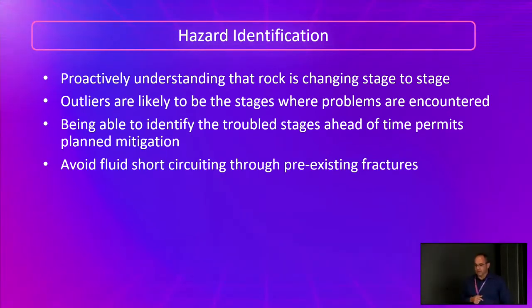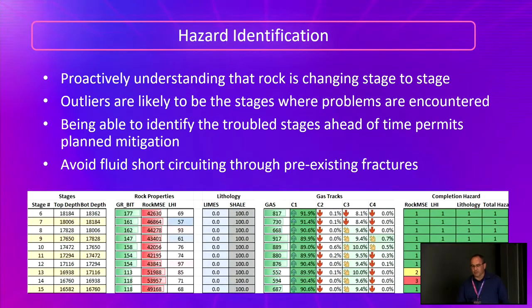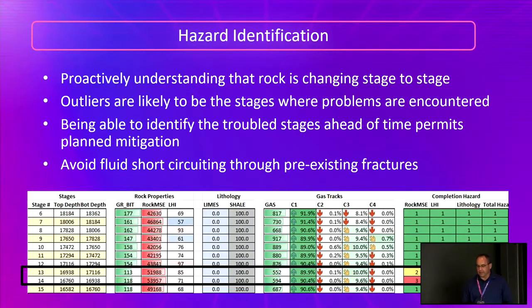So ultimately, this is just a small demonstration of being able to say, okay, I have a whole bunch of information and I come up with a couple of flags that give me an idea that I have a couple of stages that are going to have problems. And when I come to them, I already have a plan. In this particular case, it's saying it's a high rock MSE. It's a particularly large outlier from the normal stages.